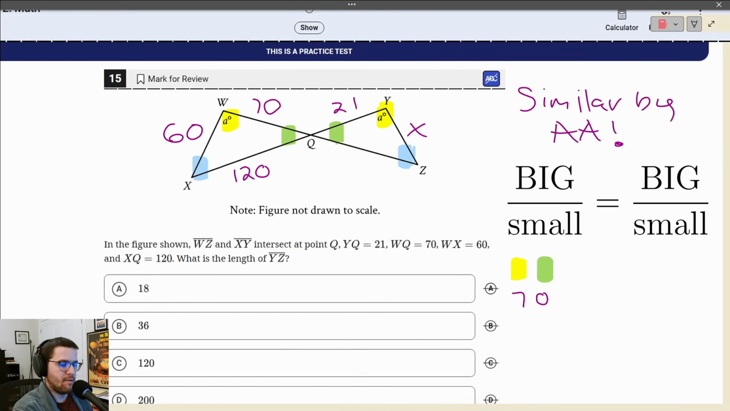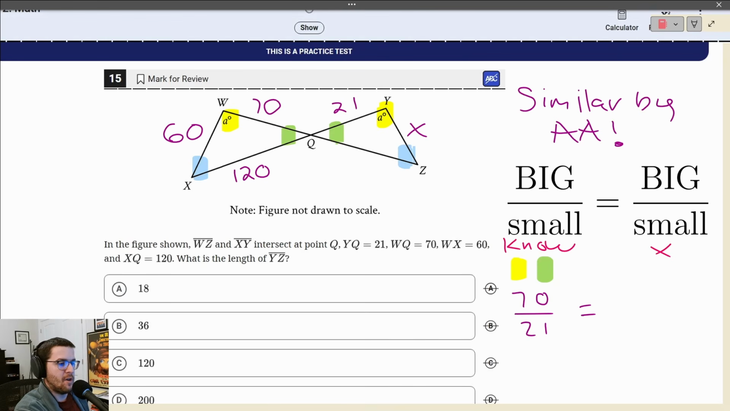So 70 over 21. On your exam, you can label them with smiley faces and hearts instead of colors, if that's easier. So we did one where we knew both of the numbers, and now we're going to do one with the X in it.